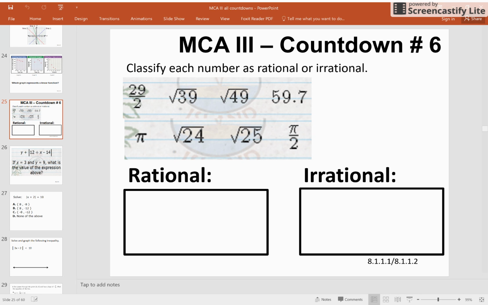Next one, another just good practice with solving absolute value equations. This could have been positive or negative, so I have to include both possibilities. x plus 2 equals 10, or x plus 2 equals negative 10. Subtract 2 on both sides, we get 8, or we get negative 12. That means 8 or negative 12, it is B.